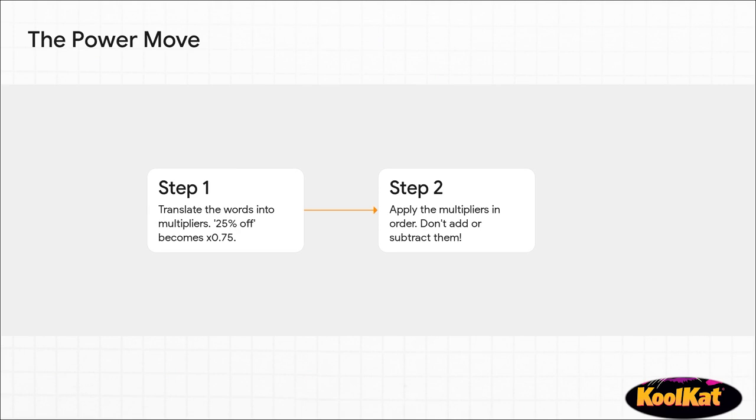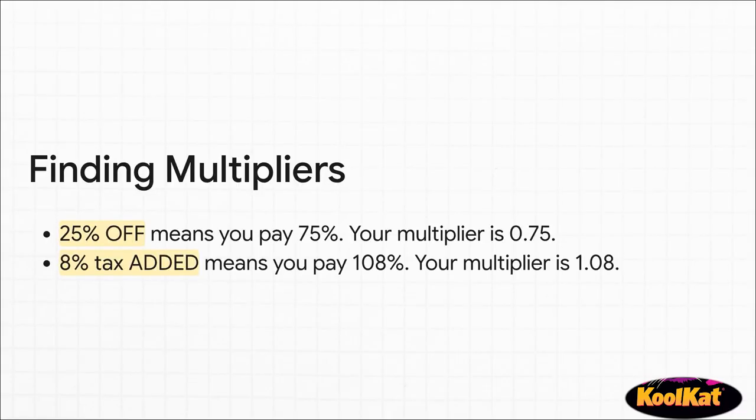And the whole strategy is just 2 easy steps. Step 1, we're going to turn the words in the problem, like 25% off, into a multiplier. Step 2, we're going to use those multipliers on the price in the right order. That's literally it. Okay, this is the key insight right here. To find the multiplier, you have to think about what you pay, not what the discount is. So if something's 25% off, what percent are you actually paying? You're paying 75%, right? So your multiplier is just that as a decimal, 0.75.